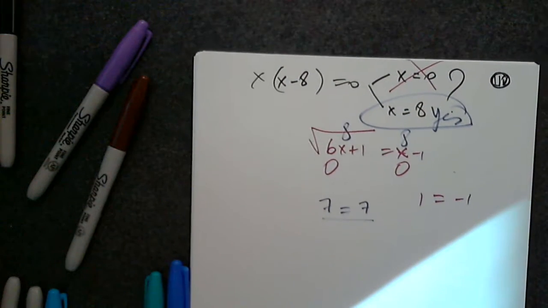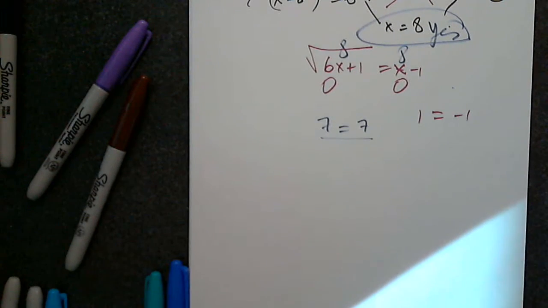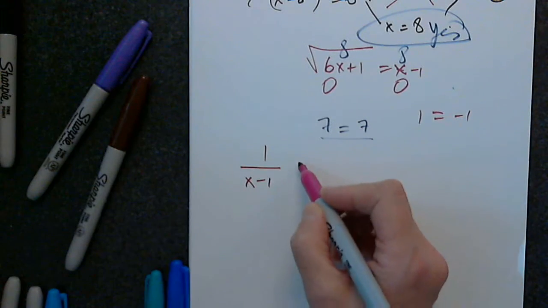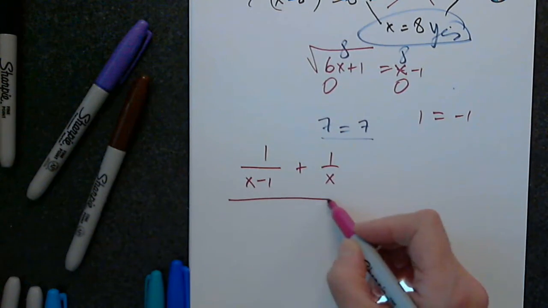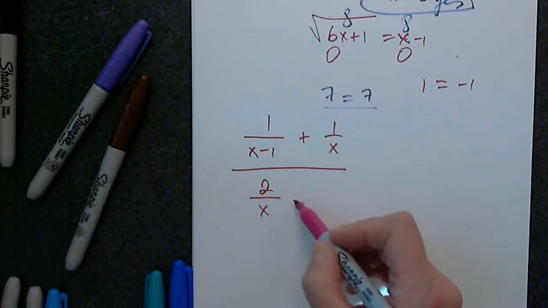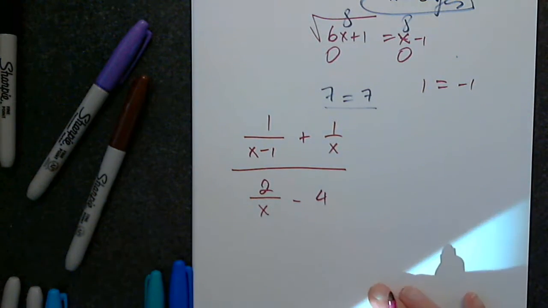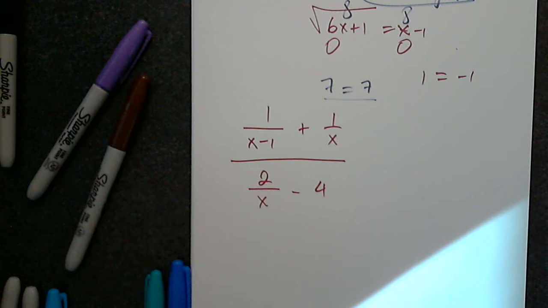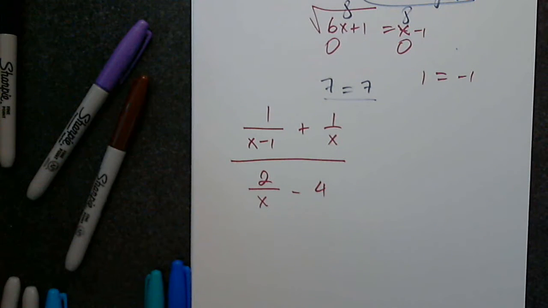Okay, so let's take a look at (1 over x minus 1 plus 1 over x) over (2 over x minus 4). This is a complex rational expression, and we're asked to fully simplify it. How do I start? What is a starting point?